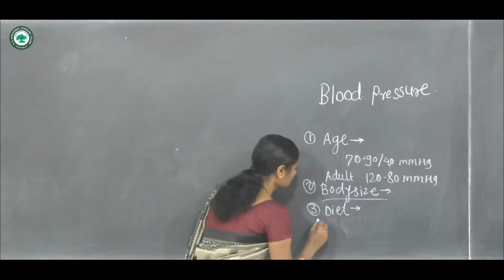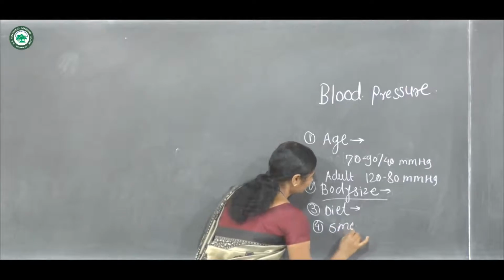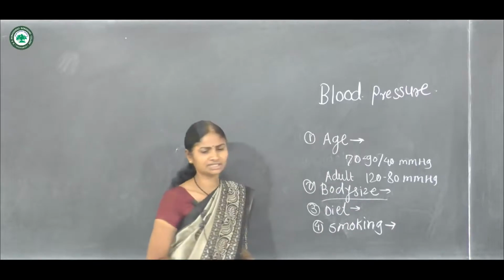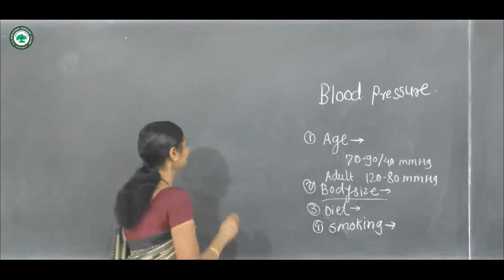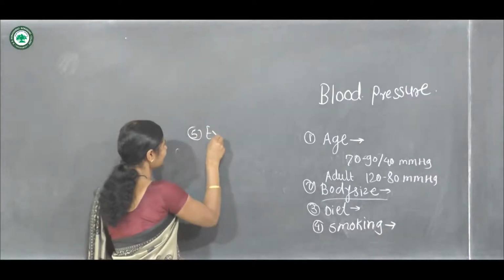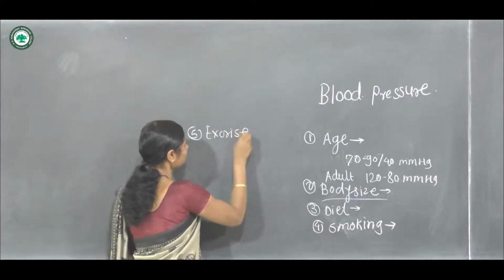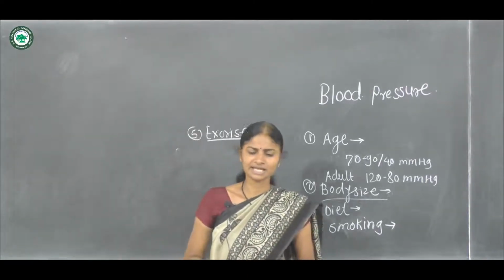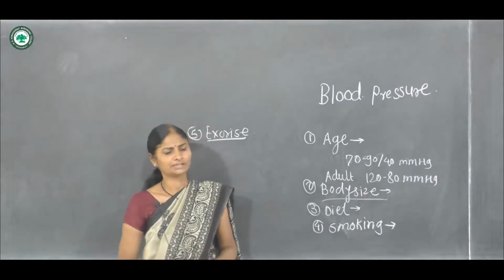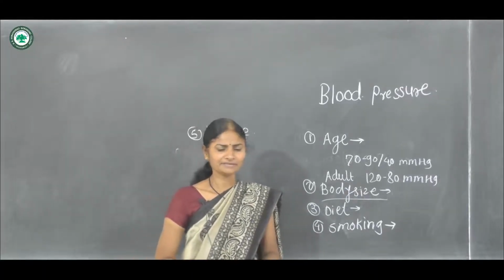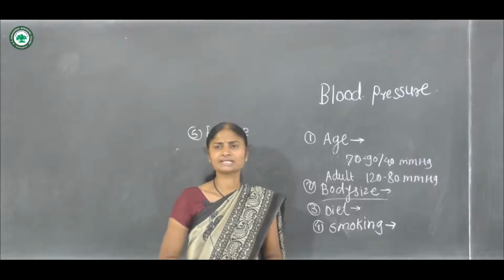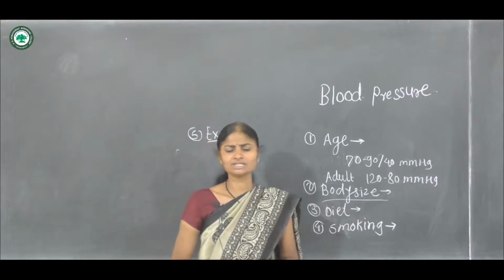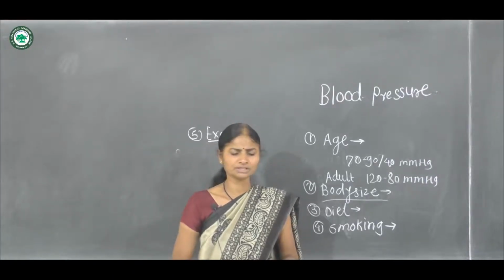Next point is smoking. In smoking, nicotine is present, and this nicotine increases blood pressure. Next point, exercise. During exercise, blood pressure also increases, but exercise helps keep the BP in normal condition. Diurnal variations: usually a person has low BP in the early morning, which gradually rises and peaks in the evening.